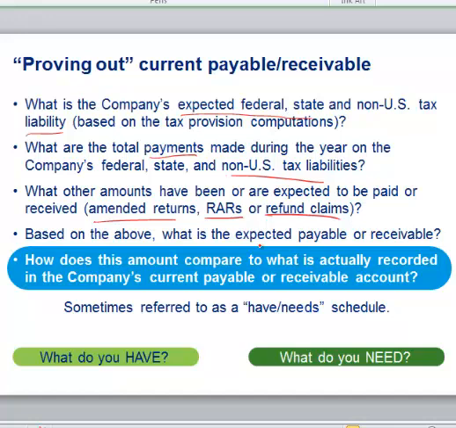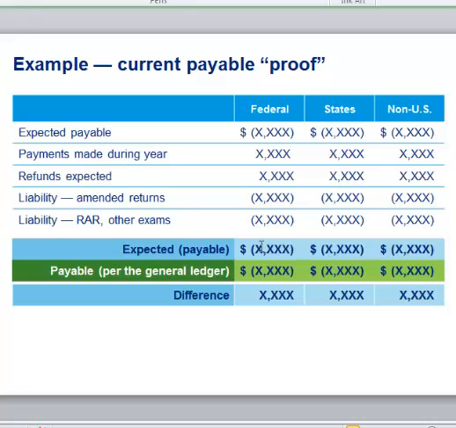But whatever that ending balance is at the end of the year, you should be able to prove that balance to all the sources of either inflows or outflows of money. Does that make sense? So this would be a typical payable proof. This isn't technical accounting stuff. This is just common sense. If you have an expected payable, you better be able to explain: what are all these things? Why do you owe money? Why are you owed money?